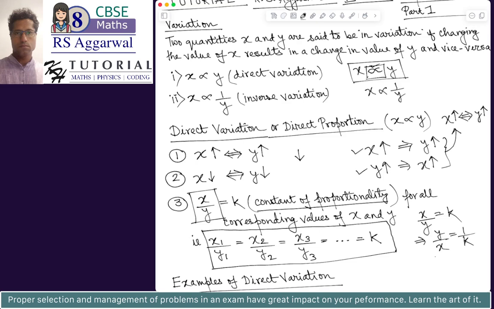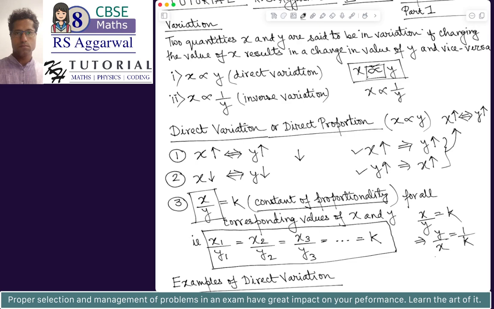Similarly, x2 and y2 are another specific value of x and y. That is, when x2 is the value of x, then its corresponding value of y is y2. Similarly, if x3 is the value of x, then its corresponding value of the quantity y is y3.